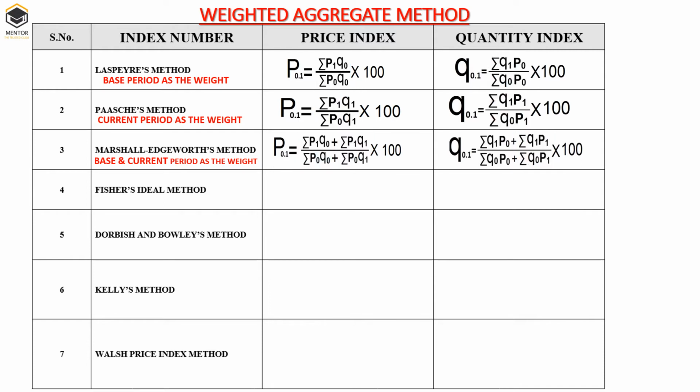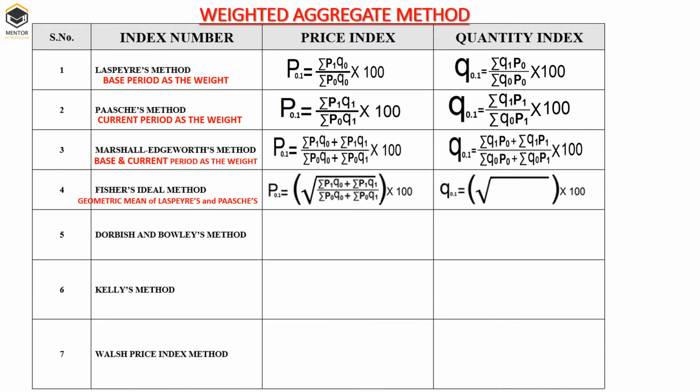Coming to Fisher's. What Fisher has done is the geometric mean of Laspeyres and Paasche. Fisher's ideal method is nothing but the geometric mean of our Laspeyres and Paasche methods. So how are we going to find it? Price index P01 is equal to the square root of, into 100. What will we be having under the root? Under the root we will be having this value. So what is this formula? This formula is the Marshall formula. So this is the Marshall formula which we have under the root. So this is our Fisher's method.